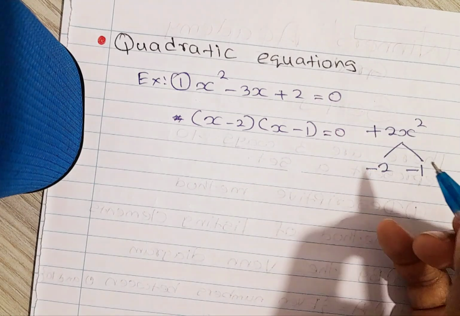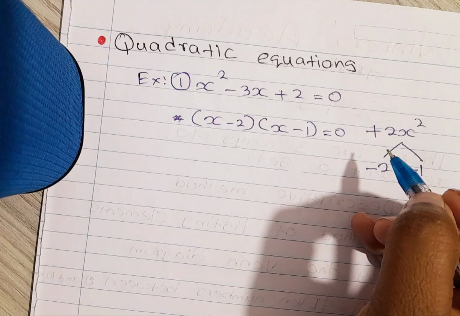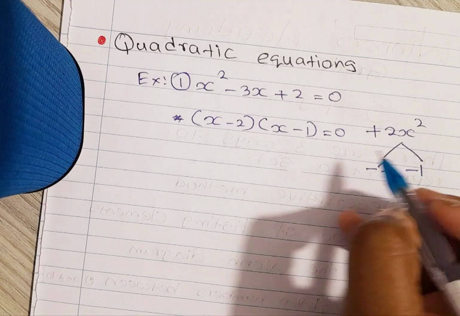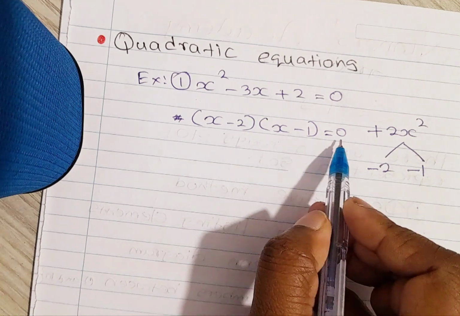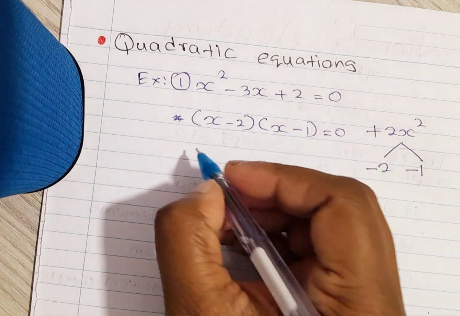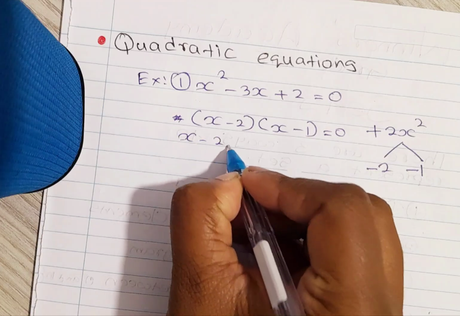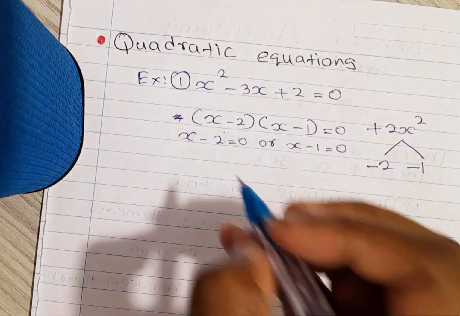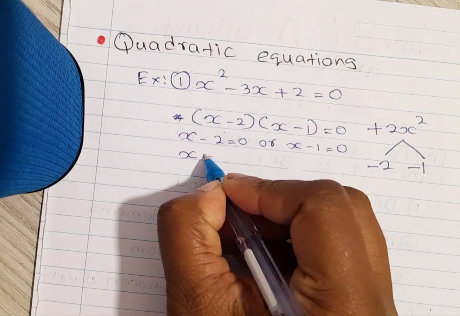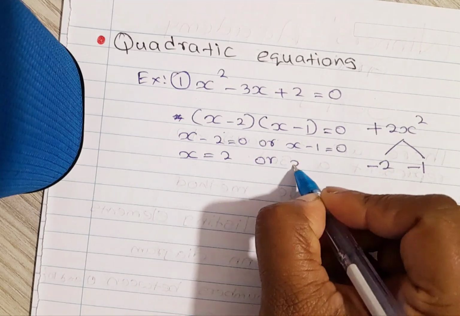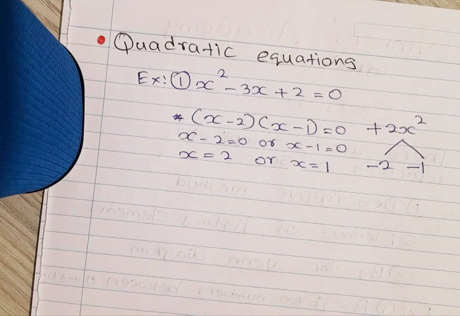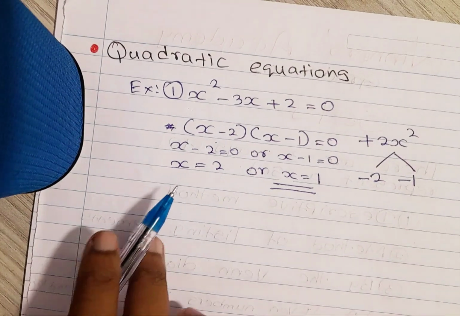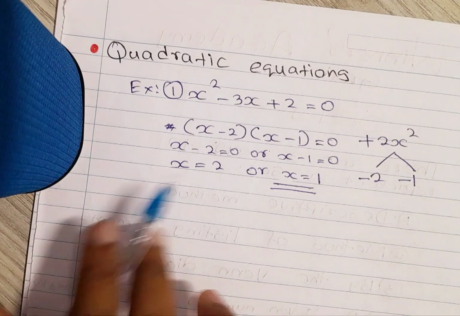It is coming like that, right? And also, if the product of these two factors equals 0, we can equate each separately to 0. So x minus 2 equals 0 or x minus 1 equals 0. That means the answer is x equals 2 or x equals plus 1. So that should be the answer there, right? That is the way you have to find the answer in a quadratic equation.